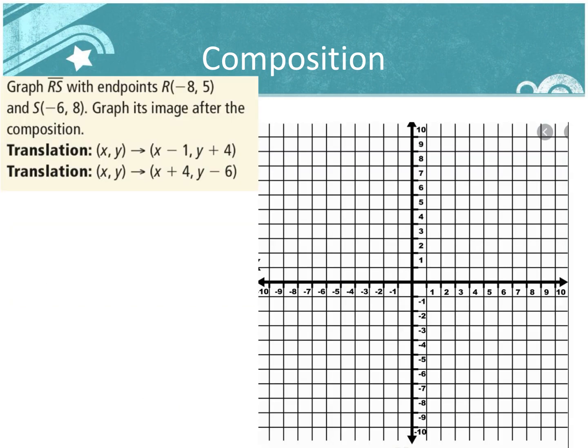Now, let's do an example. They are asking us to graph line segment RS with the endpoint R -8, comma 5 and the other endpoint S at -6, comma 8. They want us to graph its image after the composition. Please take a couple of minutes to do it and pause the video.